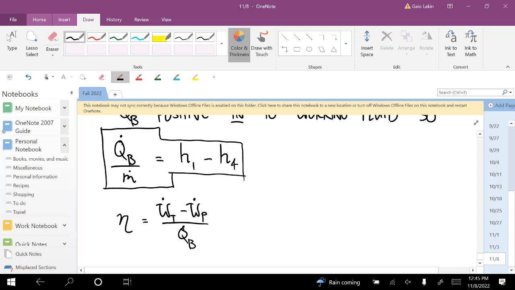And we don't change that fraction if we divide everything by the mass flow rate. So let's rewrite this as WT dot over M dot minus WP dot over M dot, all divided by QB dot over M dot.